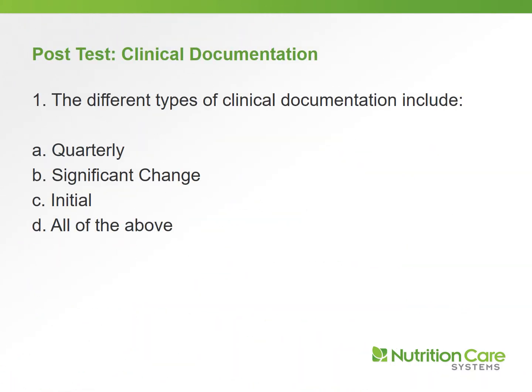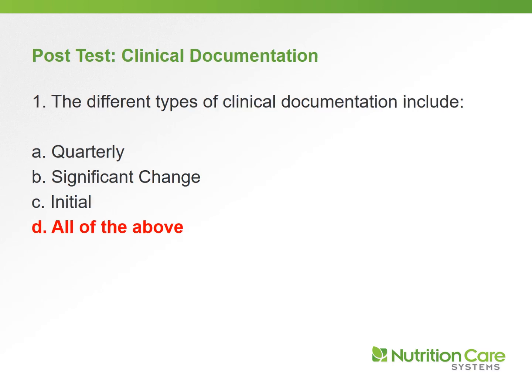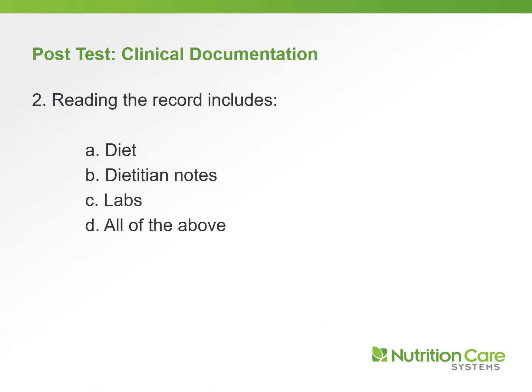Let's take a short quiz on clinical documentation. Question number 1. The different types of clinical documentation include A, quarterly, B, significant change, C, initial, or D, all of the above. And the answer to question number 1 would be all of the above. Question number 2, reading the record includes A, diet, B, dietitian notes, C, labs, or D, all of the above. And the answer to question number 2 is D, all of the above.